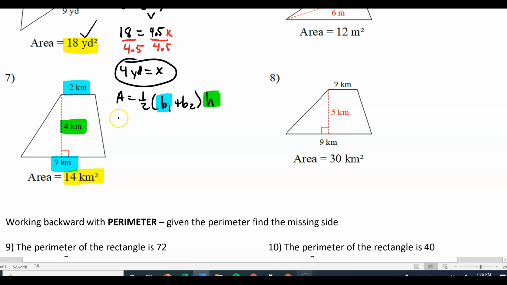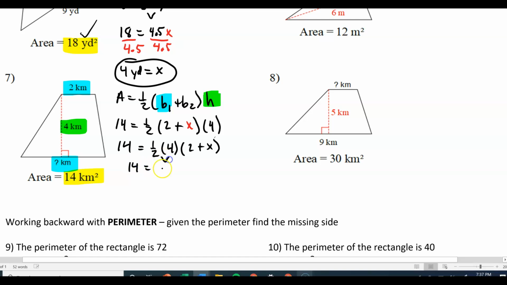So area, which is 14, is equal to 1/2 times 2 plus the thing you don't know, the other base, x, times 4. So it kind of looks silly, but now let's use the commutative property of multiplication, switch this stuff around so I can take half of something. So 14 equals 1/2 of 4, parentheses 2 plus x. Now I can take half of 4. So 14 is equal to half of 4. That's just 2, parentheses 2 plus x.